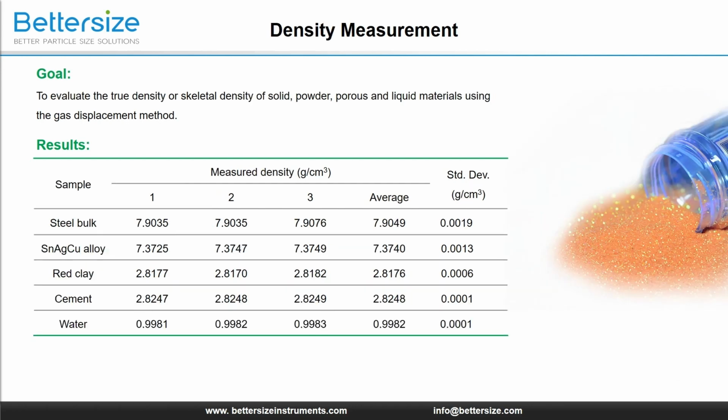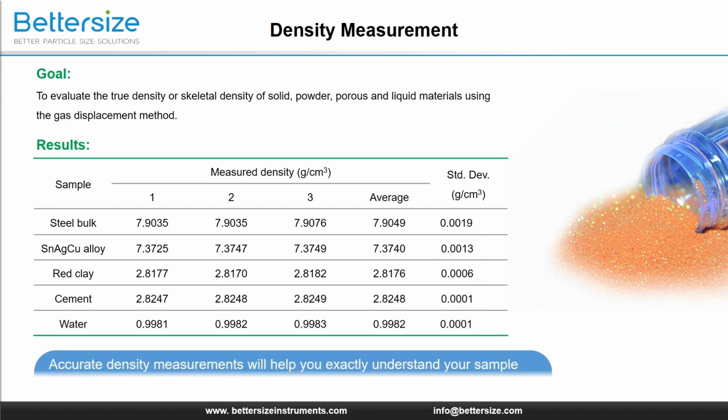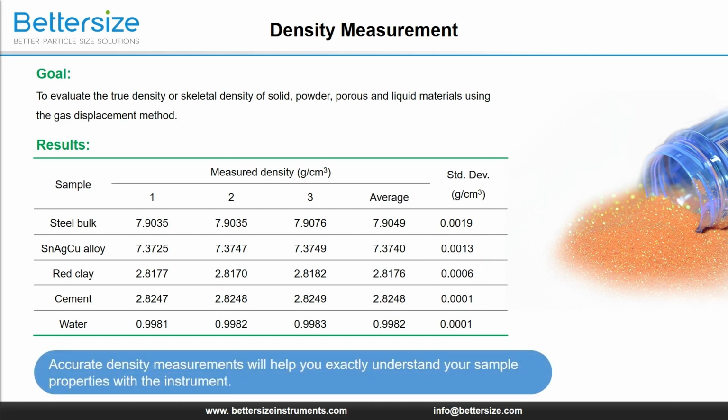Density measurement is an essential part of materials analysis in many industries. We have evaluated the density of various materials using BetterPyc, including bulk, powder, porous, and liquid materials. The table shows the density data of 5 samples, including bulk steel, alloy powder, clay, cement, and water. The standard deviation of the 5 measured sample densities is better than 0.002 gram per cubic centimeter, indicating that BetterPyc can give you accurate density measurements, whether your sample is solid, powder, or liquid.